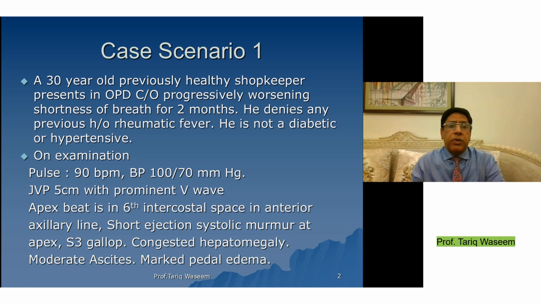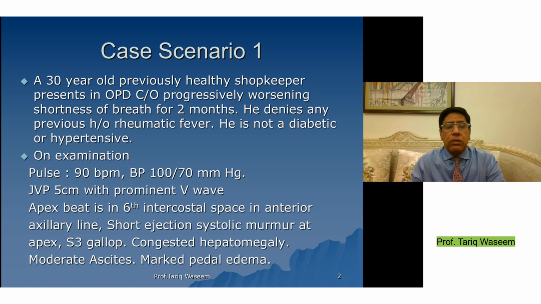On examination, his pulse is 90 beats per minute. His blood pressure was 100 over 70 millimeters of mercury. His JVP was raised around 5 centimeters, and there was a very prominent V wave in the jugular venous pressure. His apex beat was located in the 6th intercostal space. It was displaced laterally in the anterior axillary line. A short ejection systolic murmur at the apex was heard.